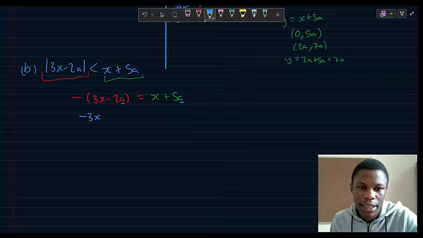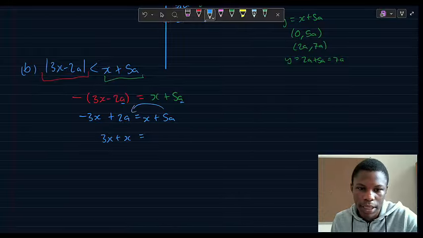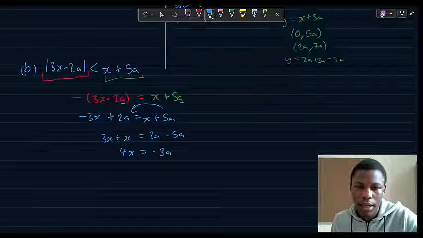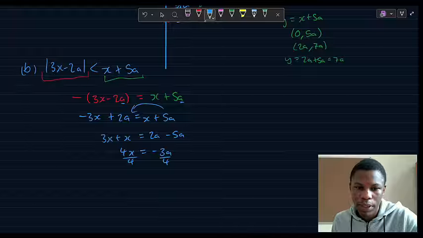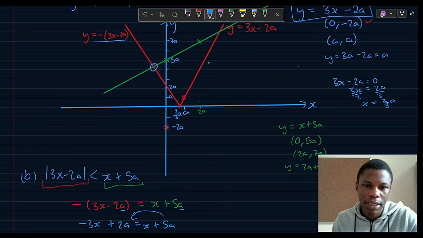Let's multiply through by the negative. That's negative 3x plus 2a is equal to x plus 5a. And move the negative 3x to the other side. So we've got 3x plus x. And then the 5a comes this side. So 2a minus 5a. You've got 4x is equal to negative 3a. Divide both sides by 4. x has to be negative 3 over 4a. Okay. So that means that point of intersection there is at negative 3/4 a.